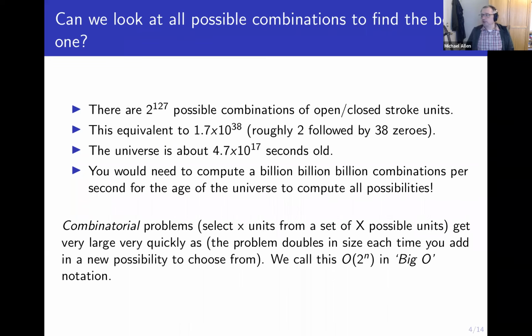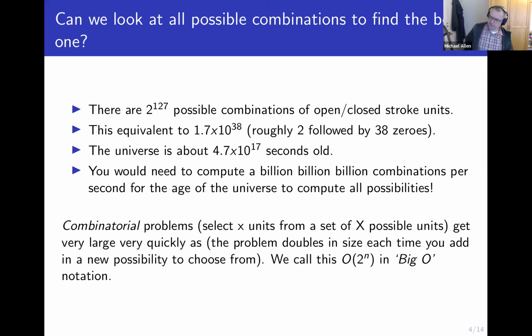So one thing we always ask first of all is, well, can we just calculate all the combinations? Because that's easy. In this case, if you want to choose any number of stroke units from 127, there are actually 2 to the power of 127 possible combinations. That's equivalent to 1.7 times 10 to the 38, or roughly 2 followed by 38 zeros.